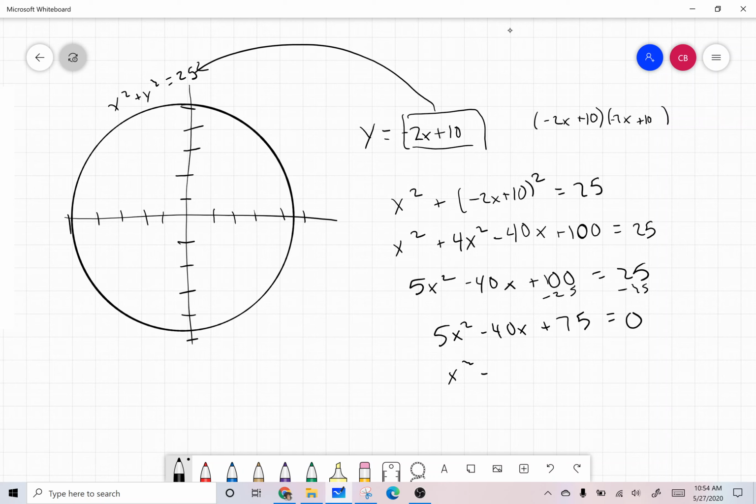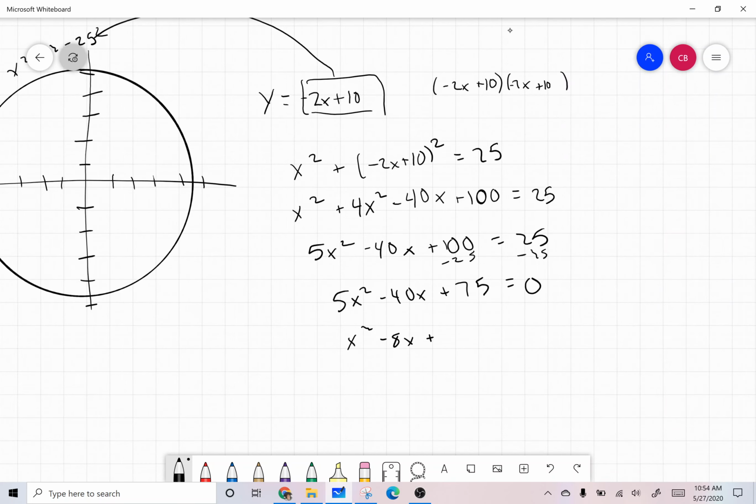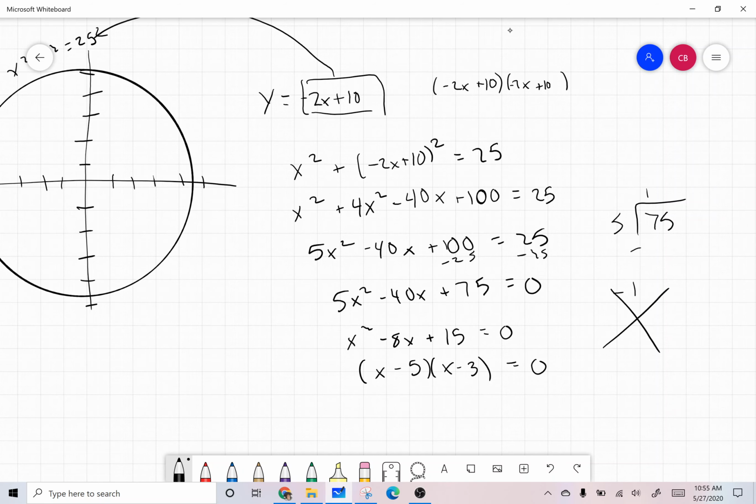We have x squared minus 8x plus, 75 divided by 5 is 15. Sorry, 15. So then this is x minus 5, x minus 3. I've done factoring. We have positive 15, negative 8. We have negative 5 and negative 3. So then x equals 5 and 3. Okay, so we got two solutions.